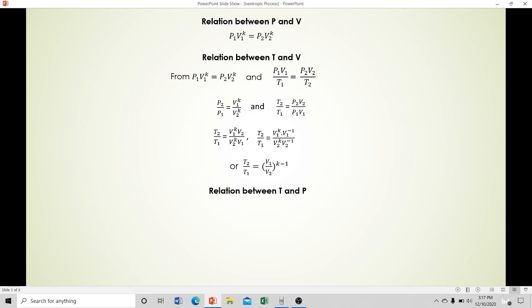Now, for the relation between T and P, from the equations P1 V1 raised to K and P2 V2 raised to K, we can say that T2 over T1, we substitute V1 over V2, and it becomes P2 raised to negative K over P1 raised to negative K. Then we rewrite it in this form: T2 over T1 is equal to P2 over P1 raised to K minus 1 over K.